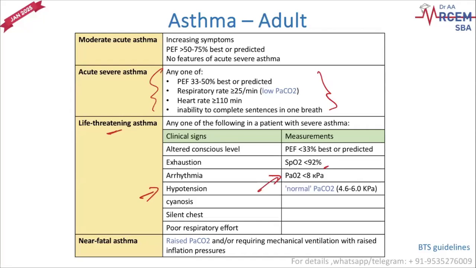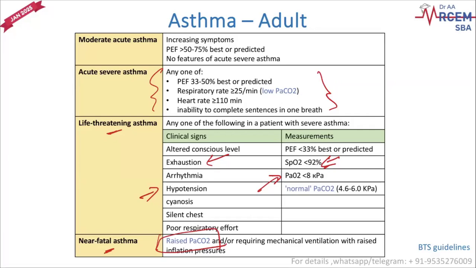For that matter, the patient might be exhausted, having SpO2 values of less than 92, PaO2 values of less than 8 kilopascals, but there is a raised arterial carbon dioxide level. That is enough for you to label it a near fatal asthma. So any one feature which is present from a more severe form of asthma is enough to call it a much more severe asthma.